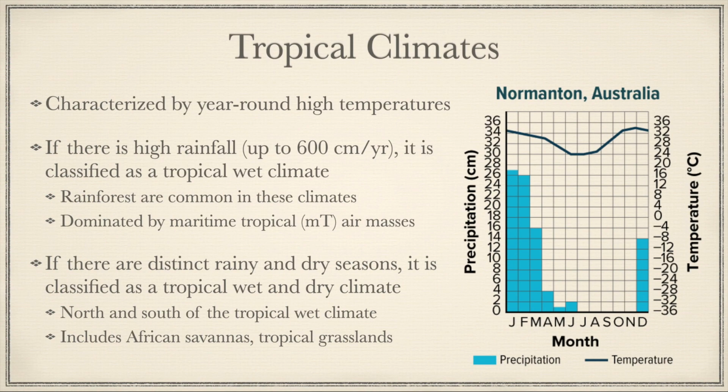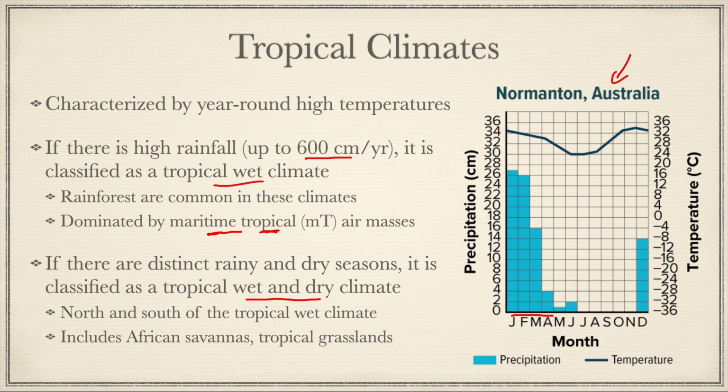So tropical climates are characterized by year-round high temperatures. If there's high rainfall, up to 600 centimeters per year, that's considered a tropical wet climate. Rainforests are common in these climates, and these are dominated by our maritime tropical air masses. So again, maritime being damp, a lot of moisture, and tropical being hot. If there's a distinct rainy and dry season, it's classified as a tropical wet and dry climate, like our graph over here for Normanton, Australia.